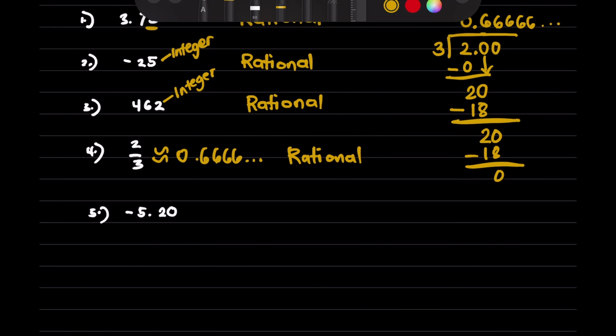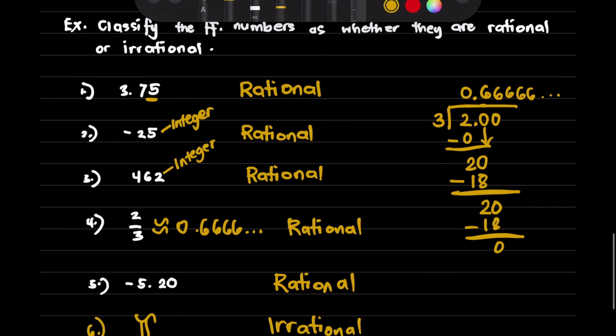So, next thing is number 5. We have negative 5.20. So, this is also a rational. Okay? So, paano kapag ang nakuha natin is a 3 a pi? Ang pi is, that is an irrational number. Okay? So, those are examples of rational at saka irrational.